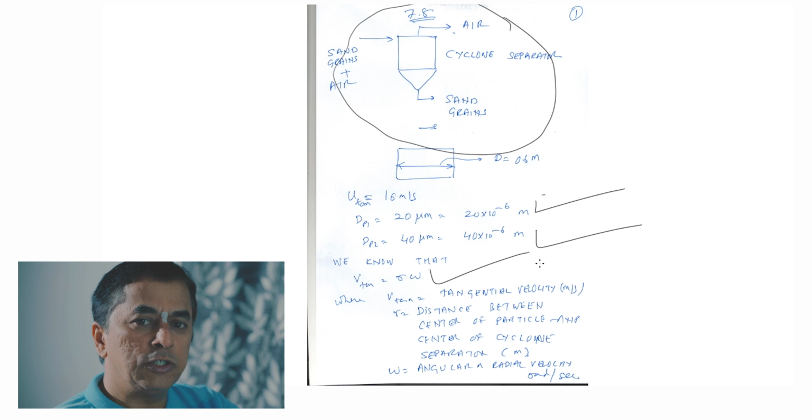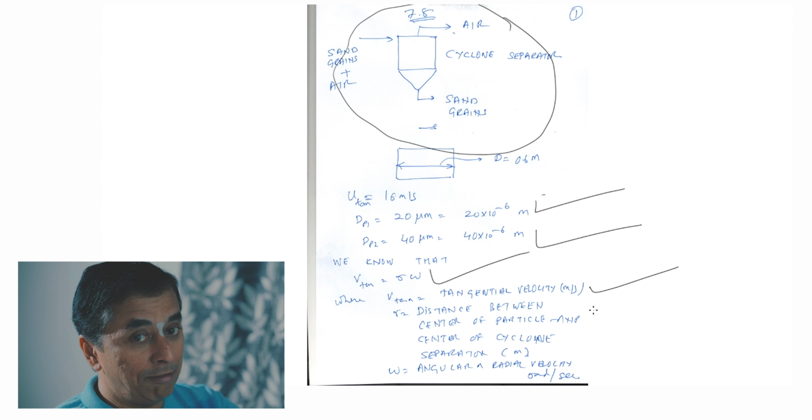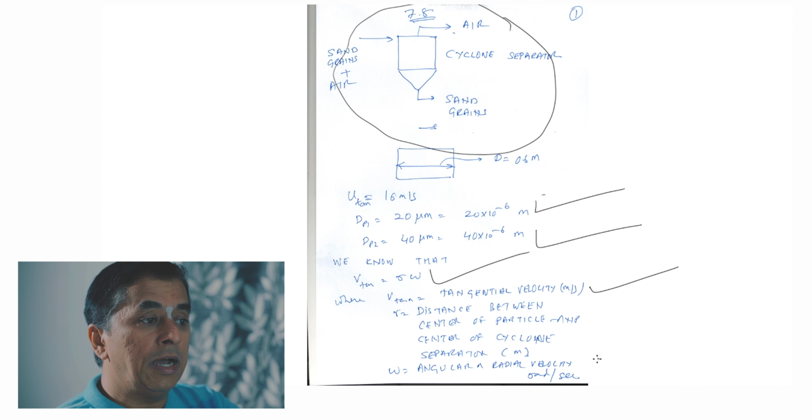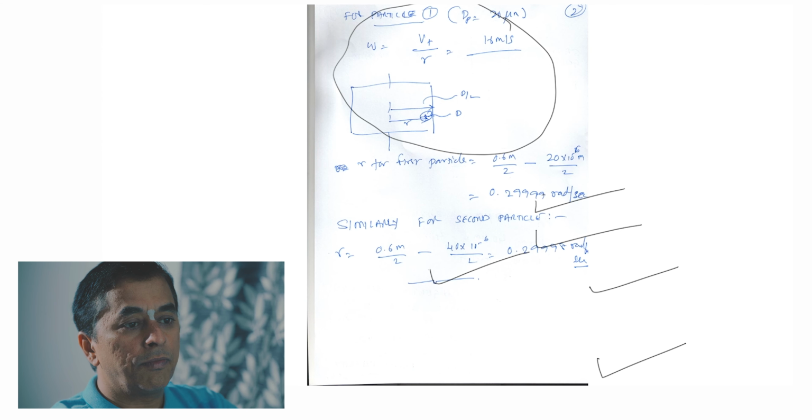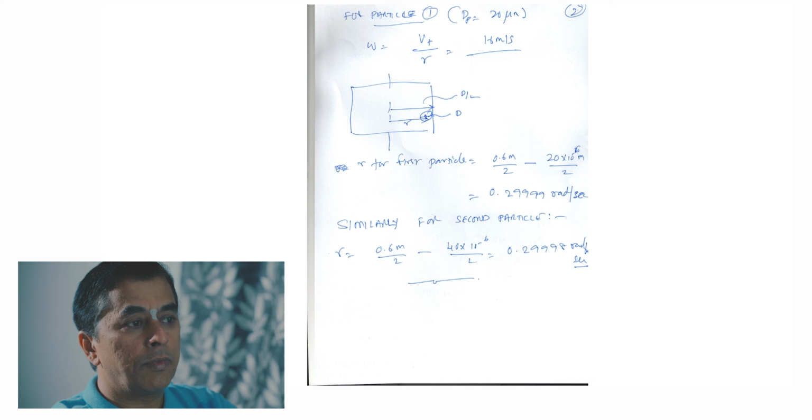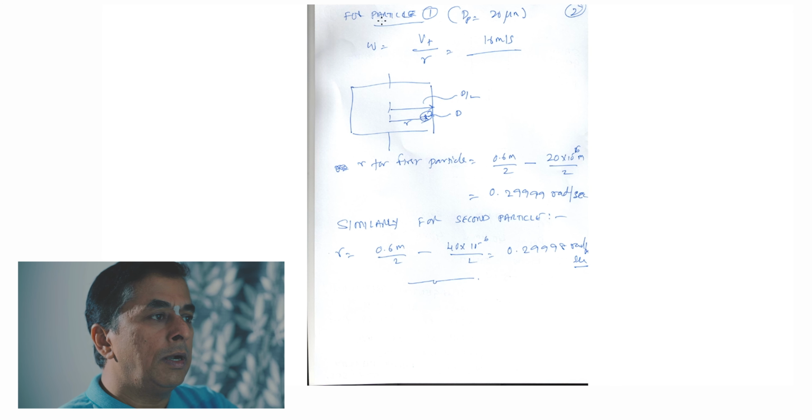And we know one formula, V is equal to R omega, where V is the tangential velocity measured in meters per second, and R is the distance between the center of the cyclone separator and the center of the particle which is moving along the walls of the cyclone separator. And omega, the radial velocity, is measured in radians per second, which we are supposed to find. Then, as I said, we have a formula for particle 1.